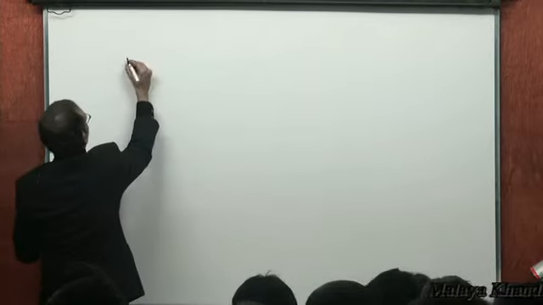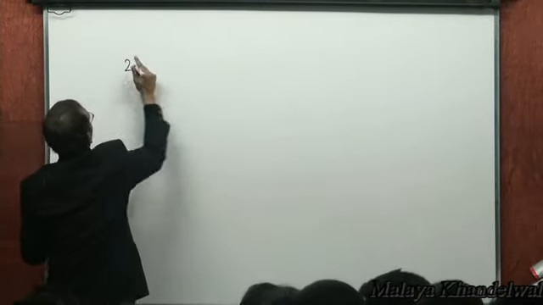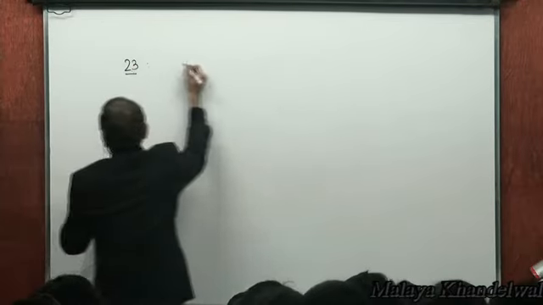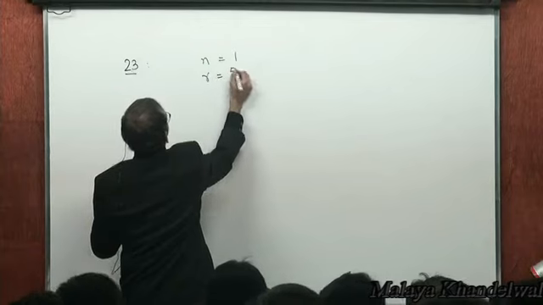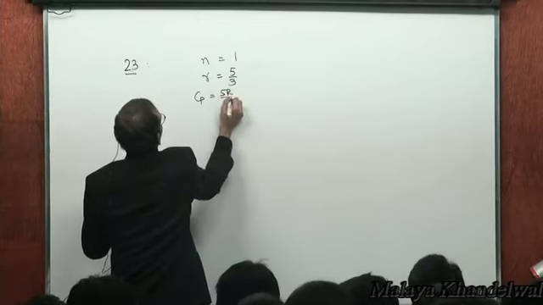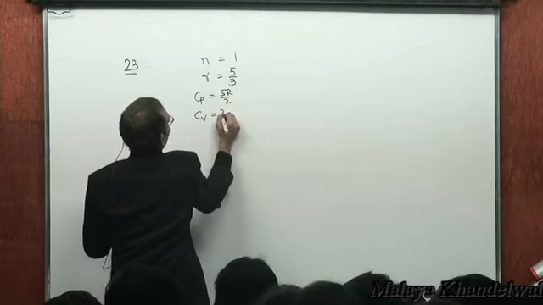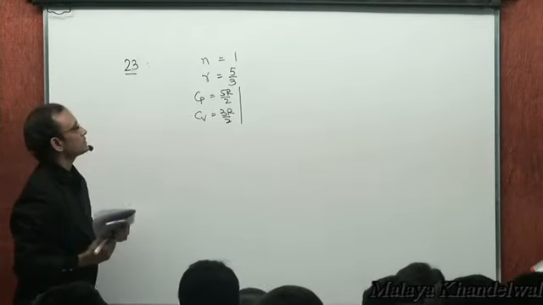(23) We are talking of 1 mole of an ideal monoatomic gas. Gamma is 5/3, Cp is 5R/2, Cv is 3R/2, right? You know about the Cp and Cv for a monoatomic gas, right?